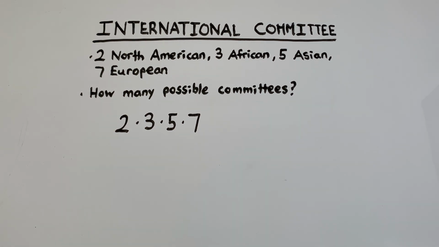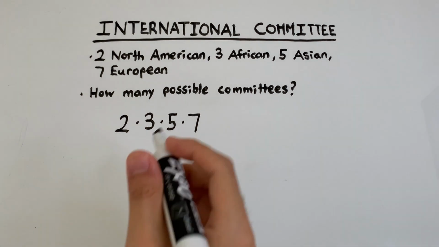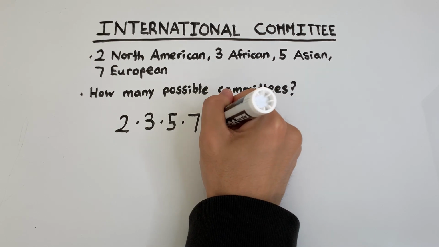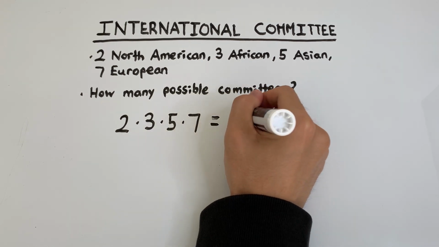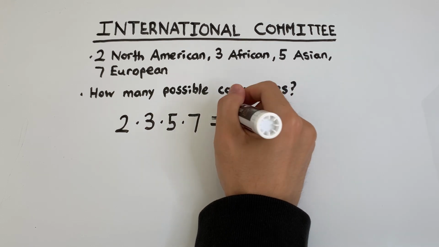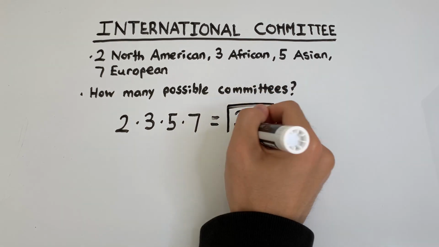So all our choices are independent, so therefore, when we multiply it all through, we get a final answer of 210 possible committees that can be formed.